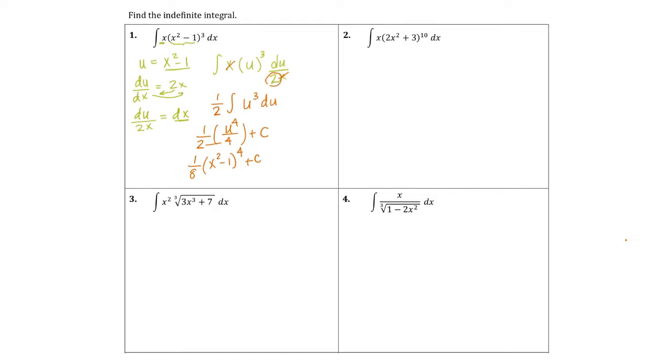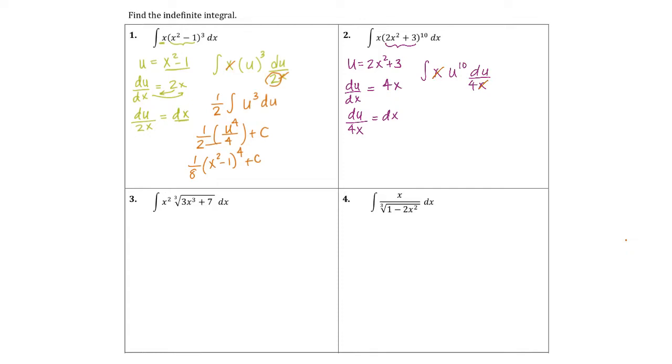All right, moving on to our next problem. And again, same process. If we do the derivative of the inside function, we will generate parts of the outside. So u is going to be 2x squared plus 3. du/dx is going to be 4x, and again solve for dx, so we're going to have du over 4x equals dx. And then over here to the side we start plugging in. We have our x, and then we're going to have u to the 10th, and in place of dx we have du over 4x. And again, we see we did make the right choice.